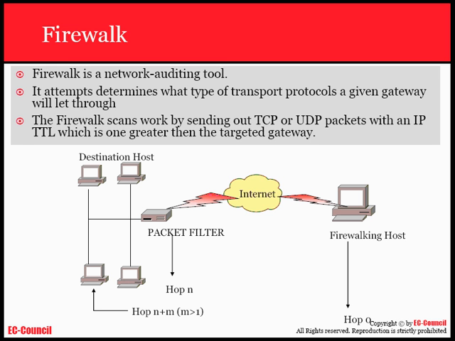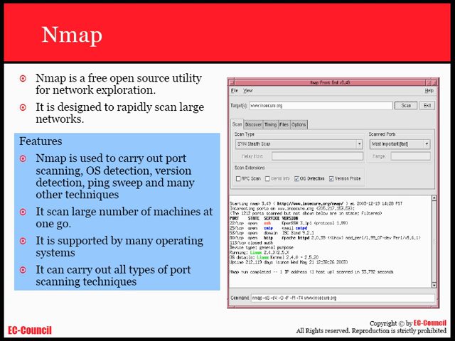Once we know which ones are live, then we're going to check for open ports. And by far the most common tool that we use for this is called Nmap. Nmap is a free, open source utility, and basically it's for network mapping. That's the name, Nmap. It's designed to rapidly scan your networks and find out different information. It has a lot of different features. It can do port scanning, OS detection, version detection, ping sweeps, and a lot of other techniques as well.